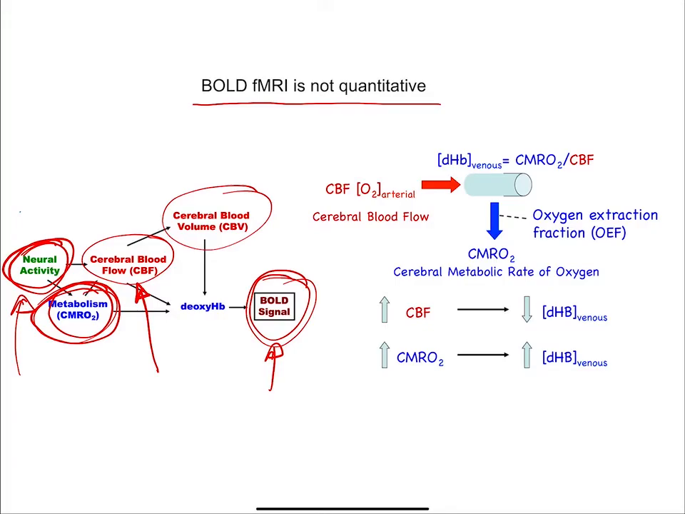So we talked about before, the BOLD signal depends on the balance between CBF going up and CMRO2 going up. One drives deoxy down, the other drives deoxy up.